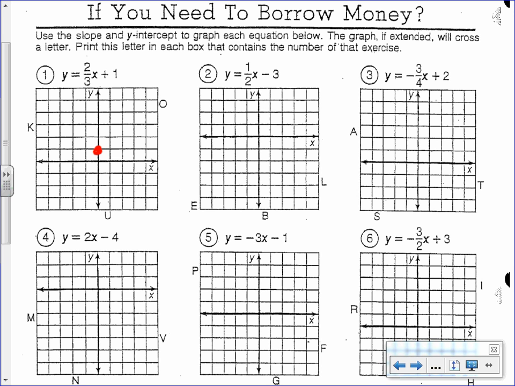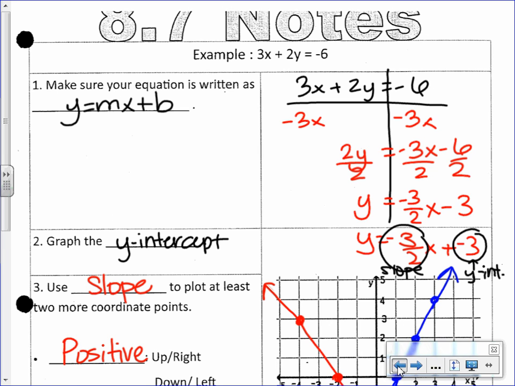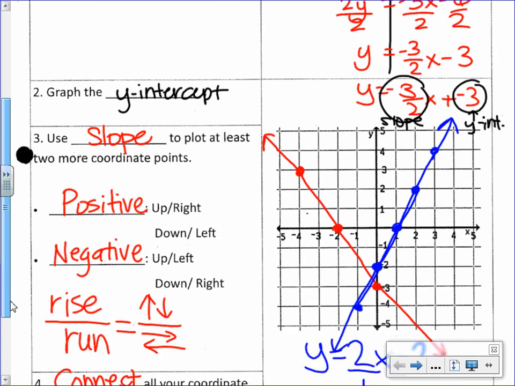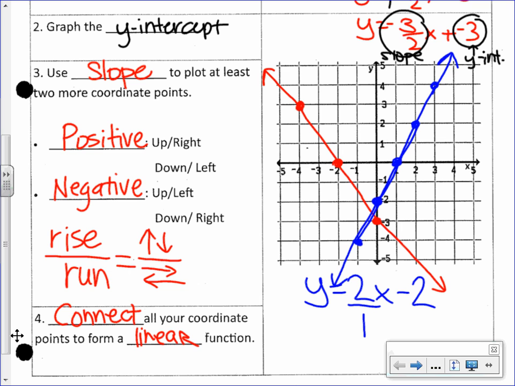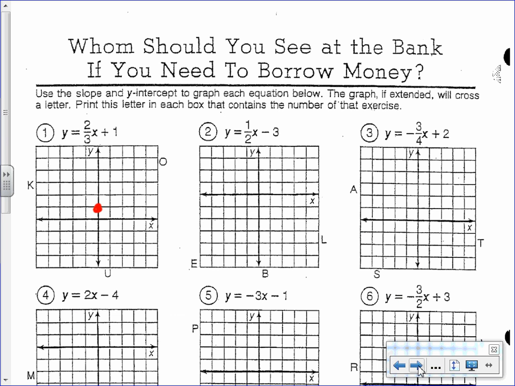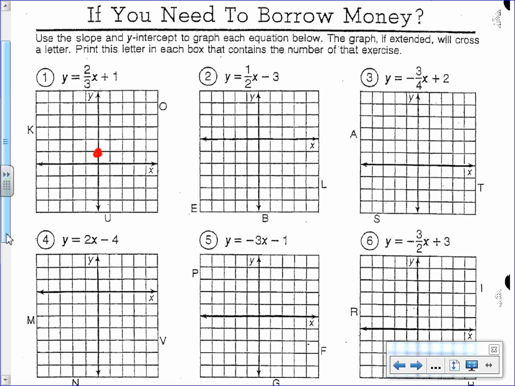That's perfect. So is our slope positive or negative? Positive. So I'm going to go back to this page just to remember. If my slope is positive, I go up to the right, down to the left, up to the right, down to the left. All right. So I'm going to go up 2 to the right 3. And I'm going to do another one. I'm going to go down though. And then I'm just going to use my ruler and connect them.